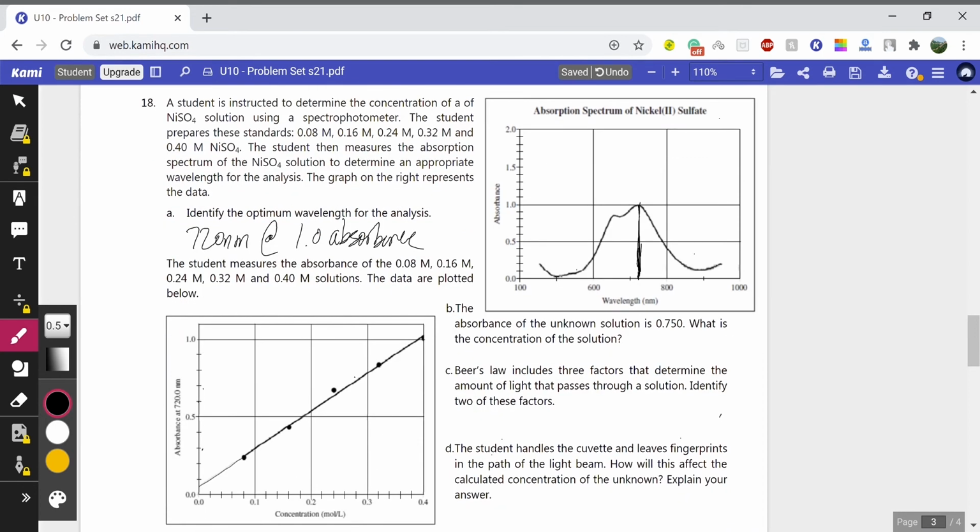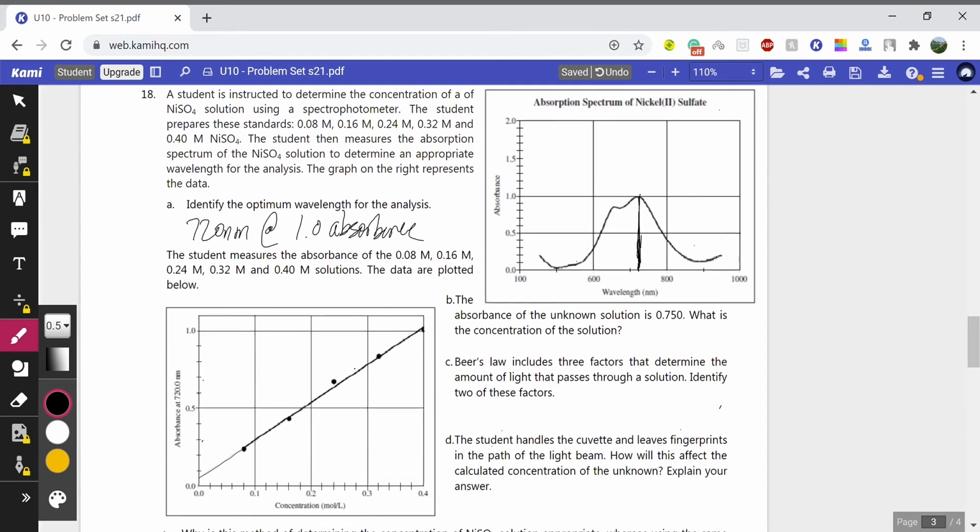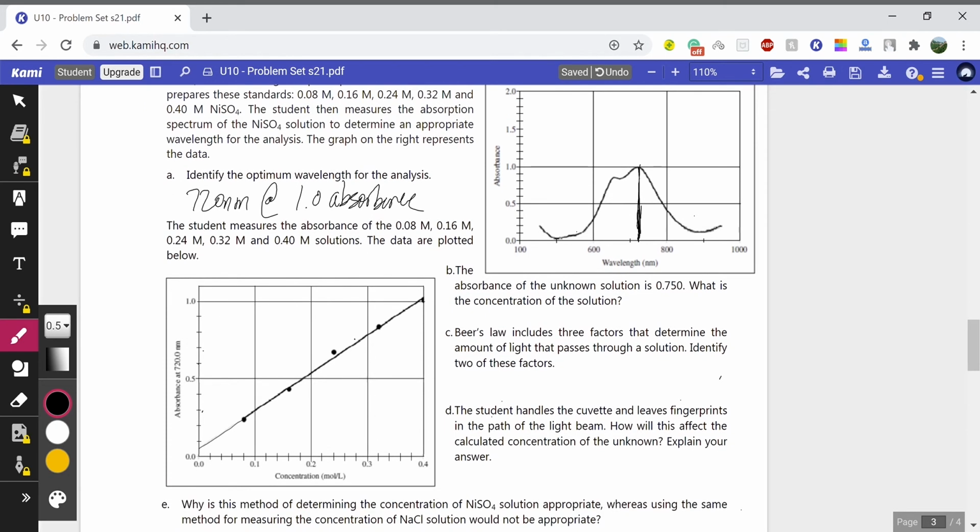Okay, next, the student measures the absorbance of multiple solutions of known concentration. The data are plotted below. The absorbance of the unknown concentration is 0.75. What is the concentration of the solution? Absorbance is 0.75, so about here. What is the concentration?